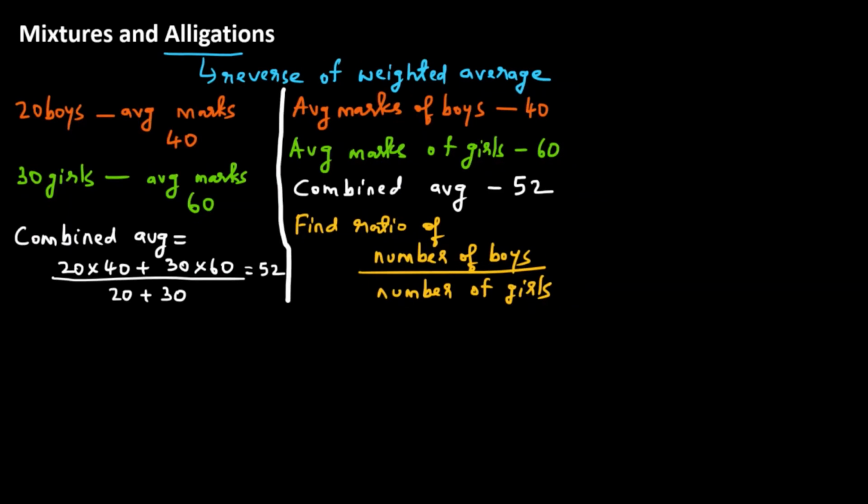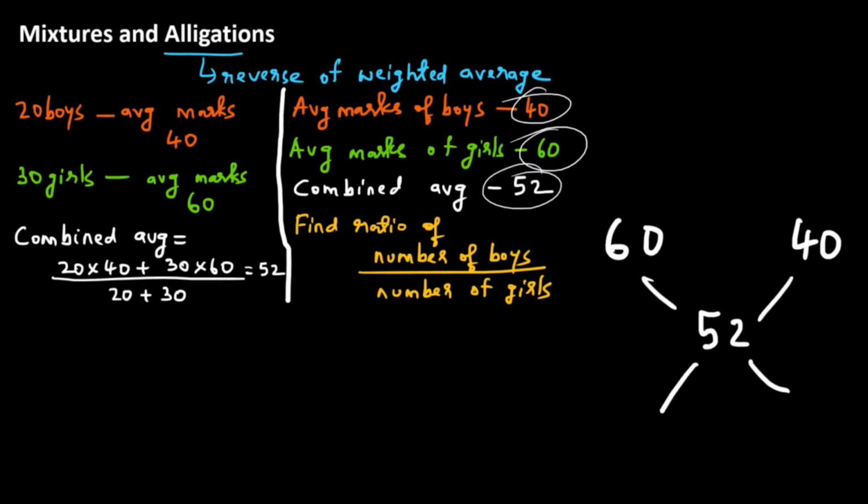Alright, now over here we are given that the average marks of boys is 40, average marks of girls is 60, and the combined average is 52. So we write it like this. I write 60 over here, 40 over here, and 52 over here. Now I take the difference over here, the difference between 52 and 40, that gives me a difference of 12. I write that over here, and the difference between 60 and 52, that's equal to 8. So I write that over here.